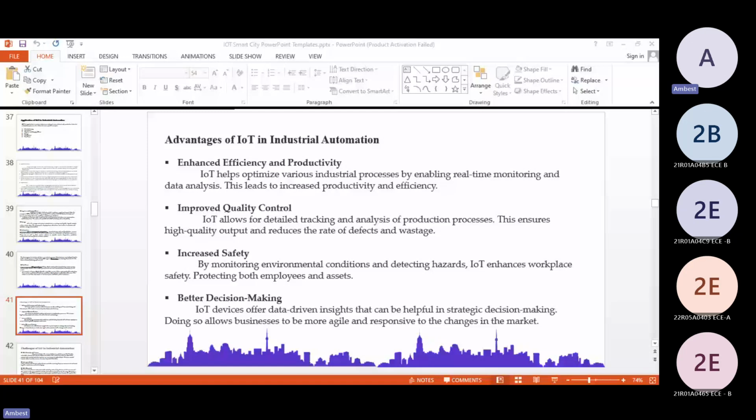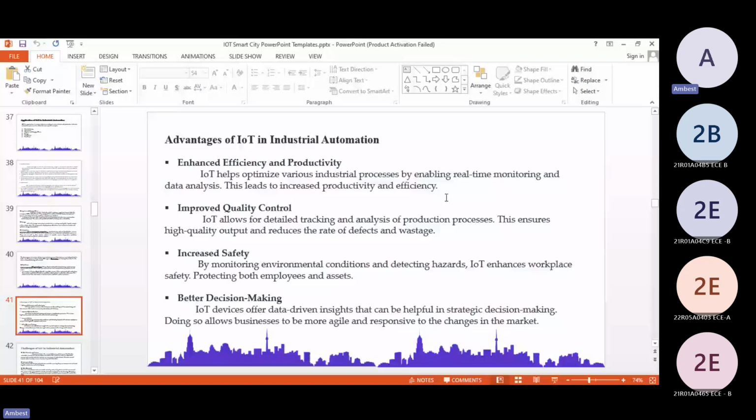Increased safety monitoring is that by monitoring environmental conditions, they're going to detect the hazards and whatever they're facing, and everything would enhance the workplace safety, and by this they're going to protect both employees and assets.